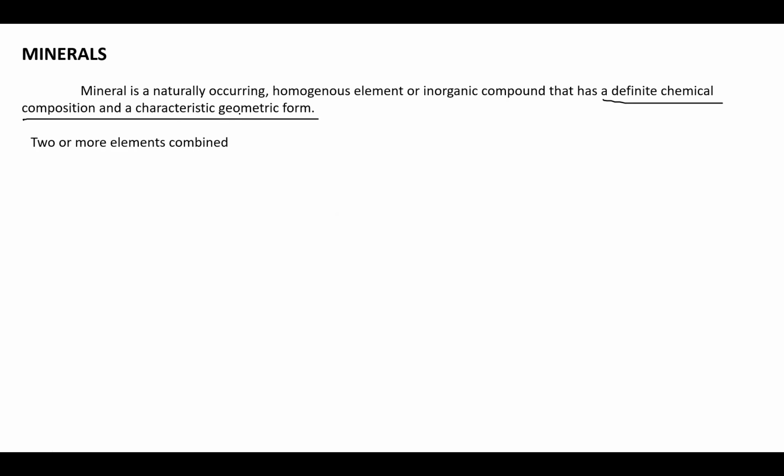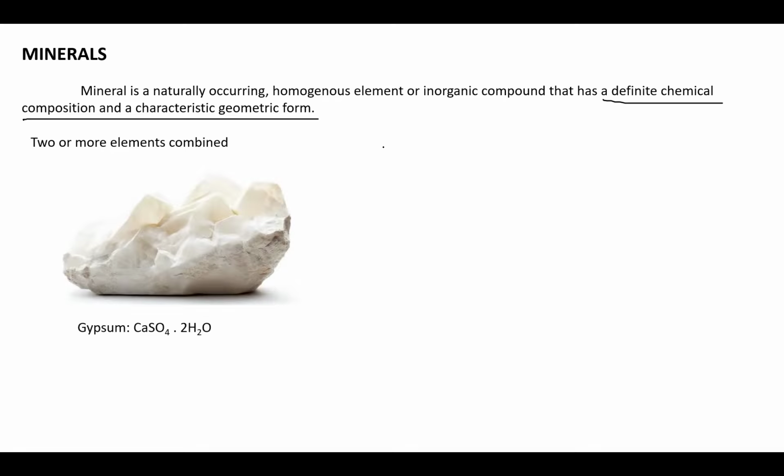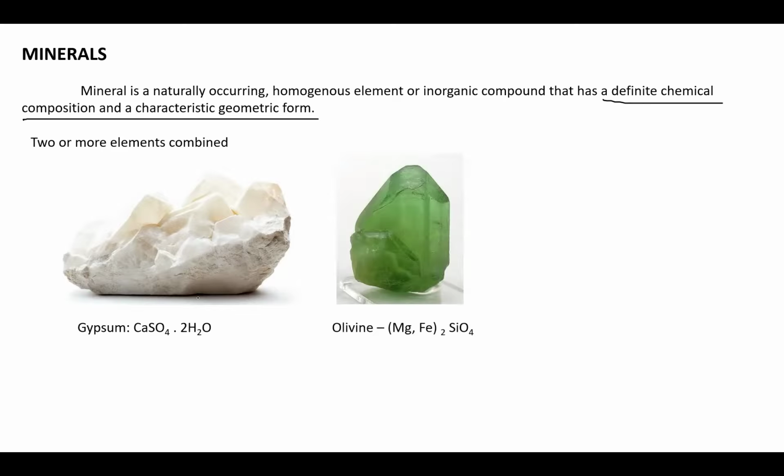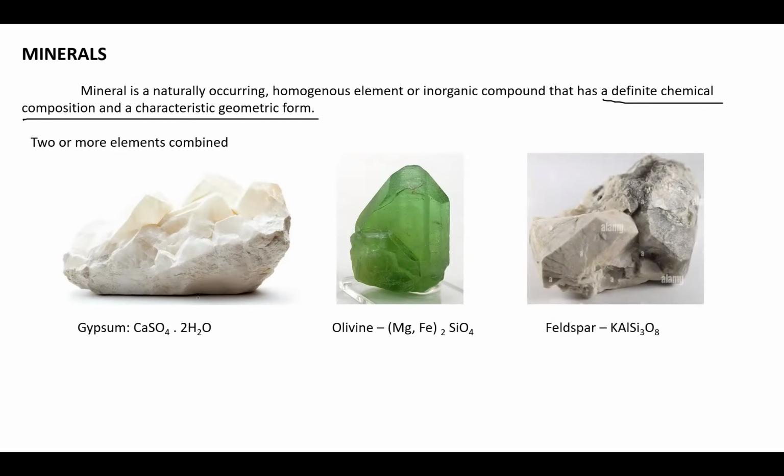So minerals are a homogeneous element or an inorganic compound. Minerals are of two types. Those with more than one element, for example gypsum, a calcium sulfate. It has elements like calcium and sulfate, and some part of water is also there. So it's a combined form of mineral. Olivine also has magnesium ion and silica oxides, two or more combined. And feldspar, like potassic feldspar. So these are the combined forms of mineral.